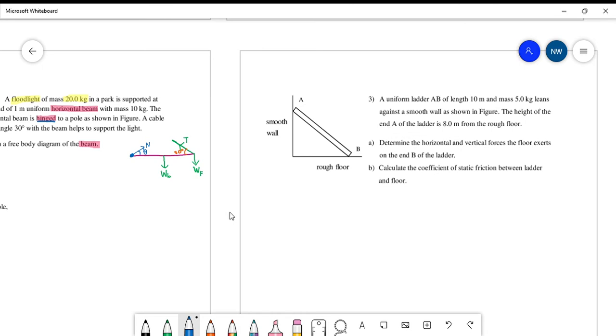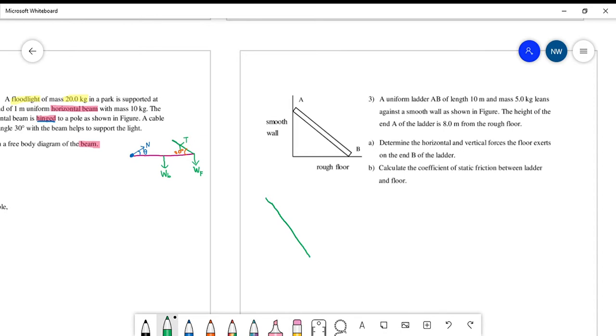Alright, untuk soalan ni kita lukis dulu dia punya free body diagram. Okay. So dia bagi ladder. So ladder kita ni adalah rigid body kita. So rigid body tu kita kena lukis ikut kedudukan dia lah. So kedudukan dia senget macam tu.